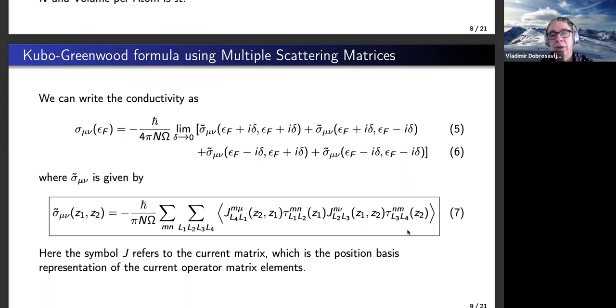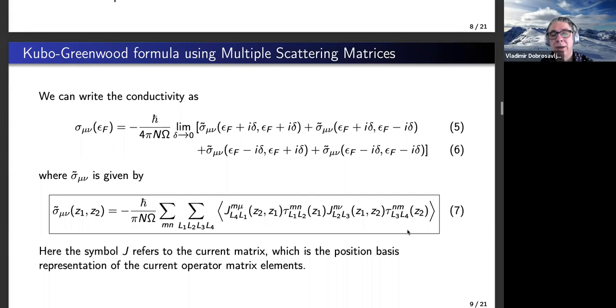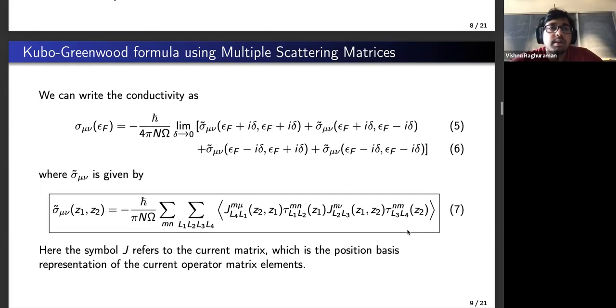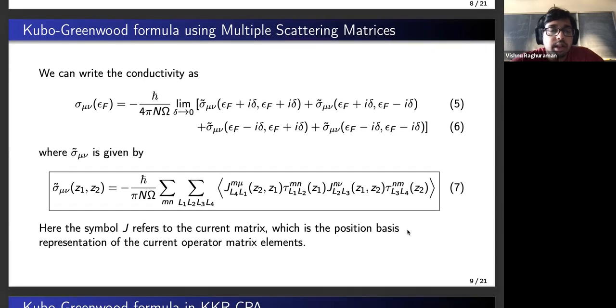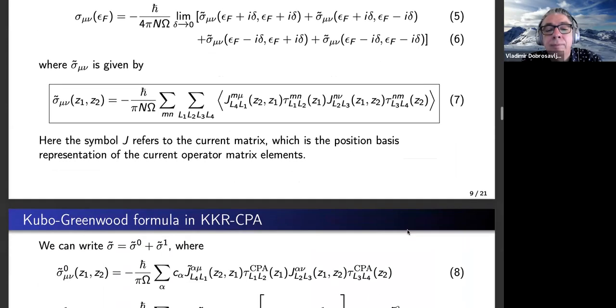Now, I'm trying to get a feeling for when we need to put in these vertex corrections and when we don't. Normally in DMFT type approaches, which I think includes KKR-CPA, there are no vertex corrections. I think you're asking for which systems the conductivity vertex corrections are important, and for which they're not. Yeah. Okay.